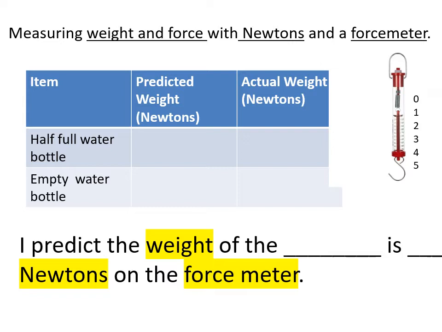After that, we measured weight using newtons and a force meter. So newtons are the unit of measurement for weight and force. And the apparatus we use is called a force meter, like the one pictured. So we made our predictions, and then we measured the actual weight in newtons. I predict the weight of the blank is blank newtons on the force meter.